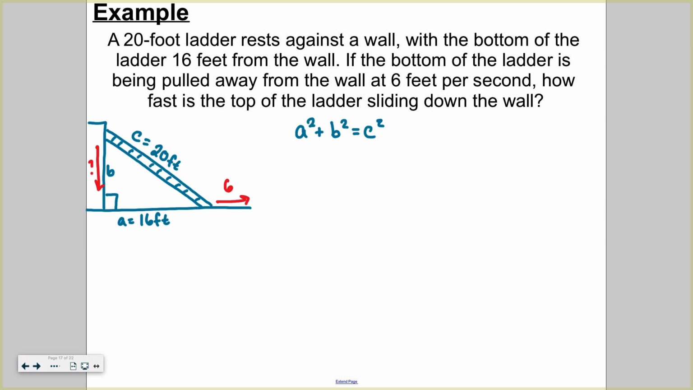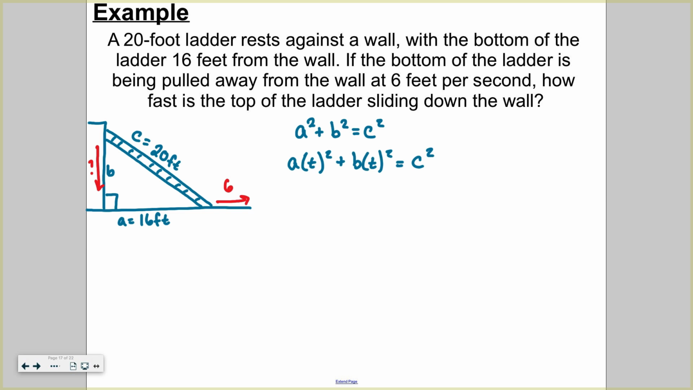Alright, so next up we can figure out which of these change with respect to time. Well, the ladder is sliding away at the bottom, so A changes with respect to time. B is changing because the ladder is sliding down the wall. However, C is not changing. The ladder is going to remain the same 20 feet, so that's just going to be C squared.